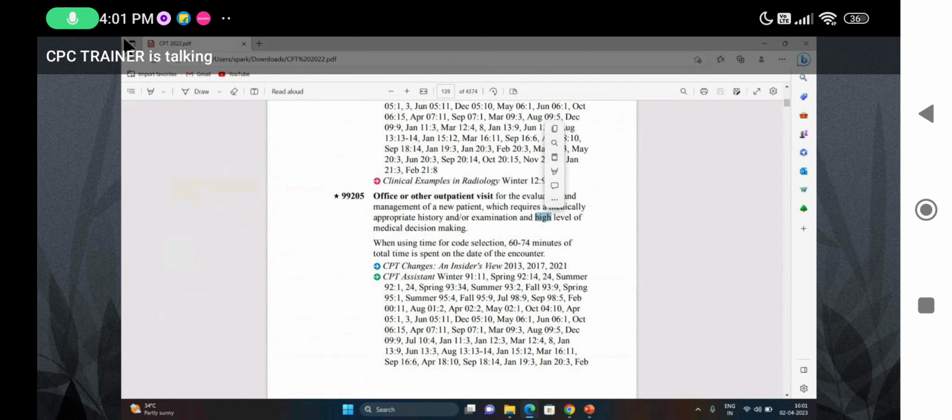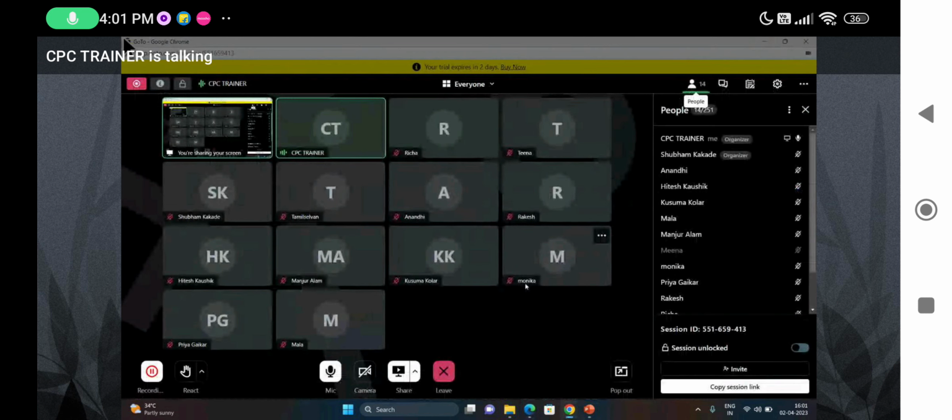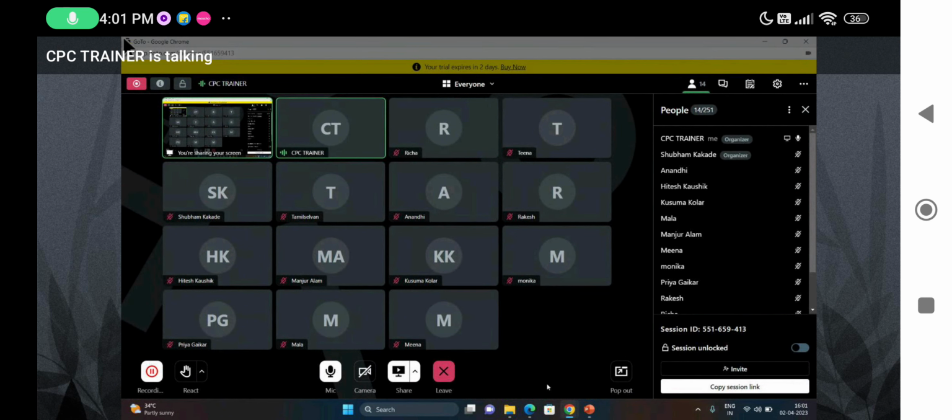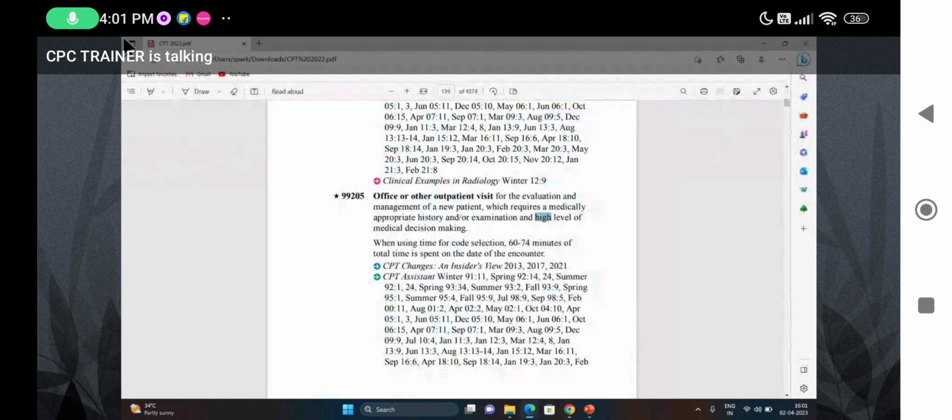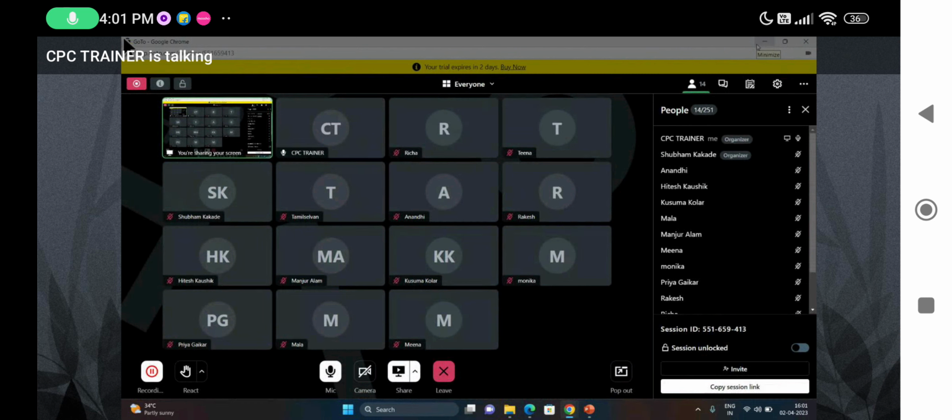So in case the provider documented that I am performing high MDM, like that they mention, you guys, without any doubt, directly give 99205. That's all, guys. So that's why I said nowadays it is very easy. They directly give the level. You just check which code the level falls under, and you code accordingly. From 2023 only we have to follow it like this. Before, we needed to follow a lot of guidelines, but now this is very easy, guys.